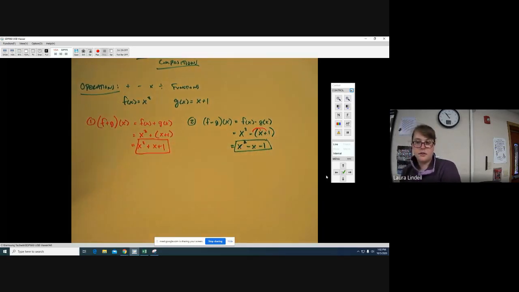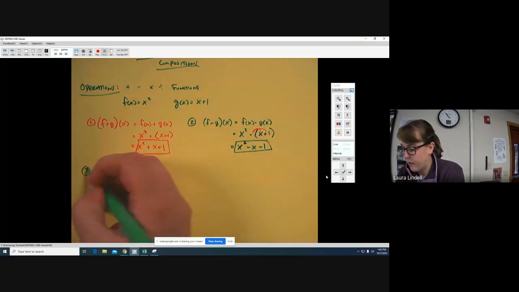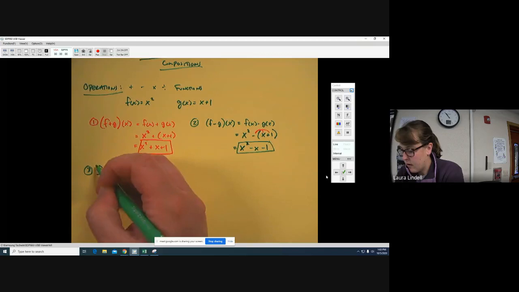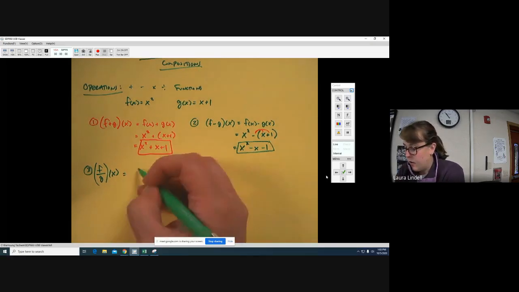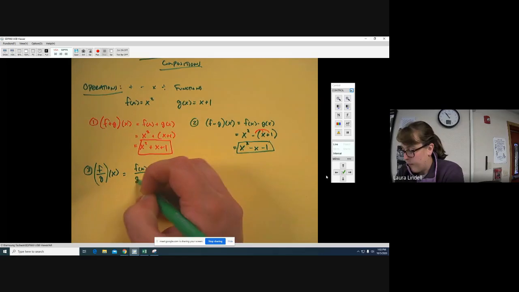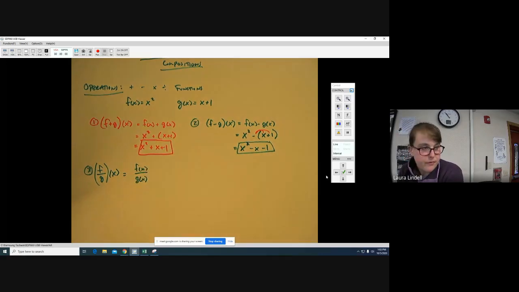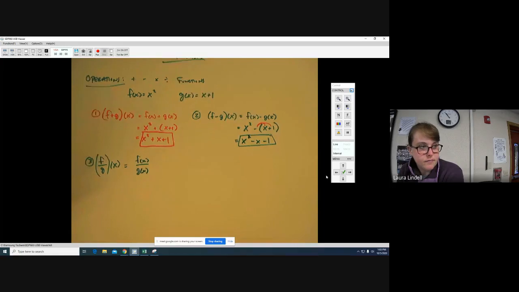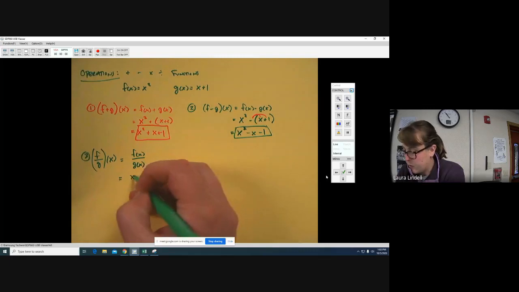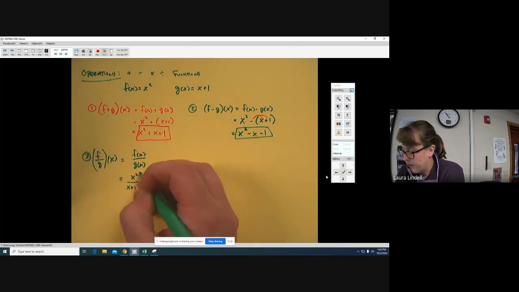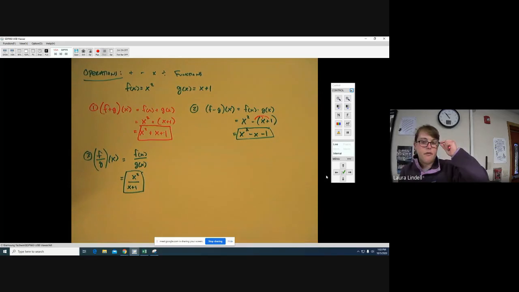Okay, so there's addition and subtraction. Then we're going to do division and multiplication. We'll do division first, just for fun. So it would be written as f divided by g of x. And this is where you just take f of x and divide it by g of x. You put them in ratio. So for this one, we end up with just x squared over x plus 1. And that's our answer for what f over g of x is.